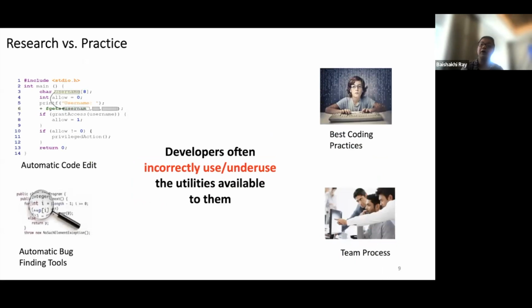And what we found, not only us, many researchers as a whole, is that though these different kinds of tools are there, developers often incorrectly use or underuse the utilities available to them. So for example, those who are familiar with static analysis tools probably realize that to use such a tool correctly, you need a lot of expertise to first choose the right kind of templates that static analysis will use to find bugs. So basically configuring and using these tools requires a lot of expertise. So in most cases we incorrectly use or underuse them.